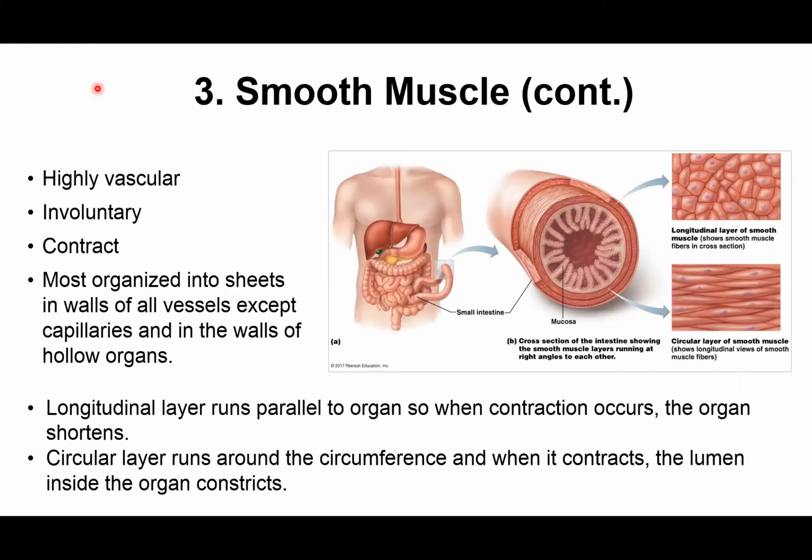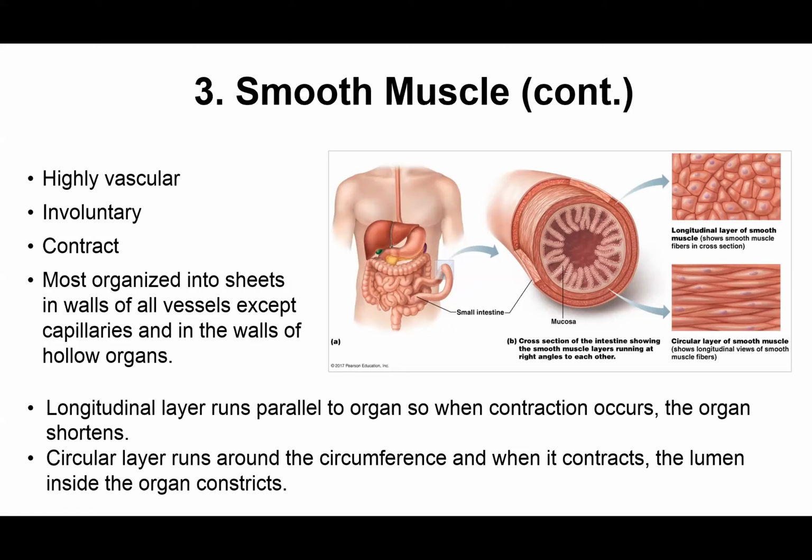The idea that there's a lot of blood that is supplying smooth muscle. And most smooth muscle is going to be organized into sheets in the walls of all the vessels, except for capillaries. And then it's also organized into sheets in the walls of the hollow organs. And so there are two primary layers. When I'm talking about sheets, I'm usually referring to the fact that there's really two layers occurring here.